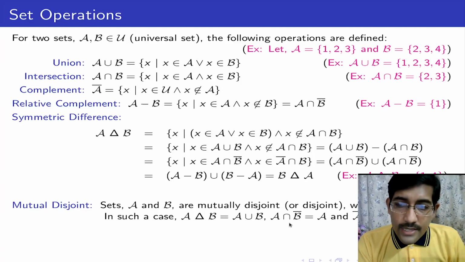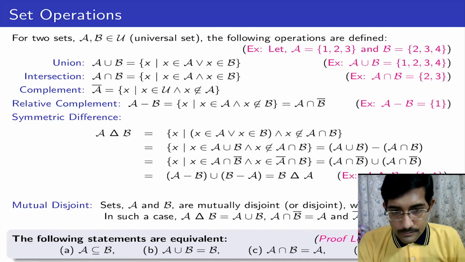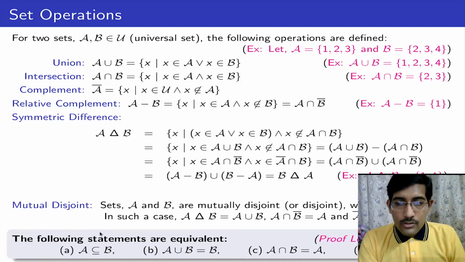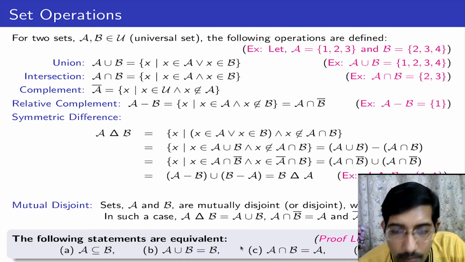And in such a case, since A and B are totally different sets, B complement does not take away anything from A. So A intersection B complement is A. Similarly, A complement intersection B is B. So you may prove that these four statements are equivalent.